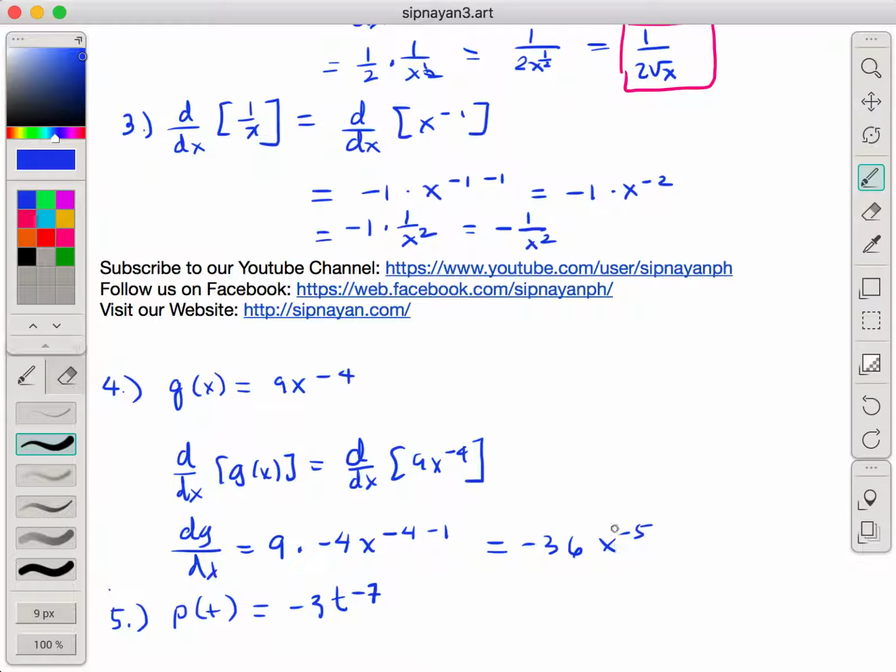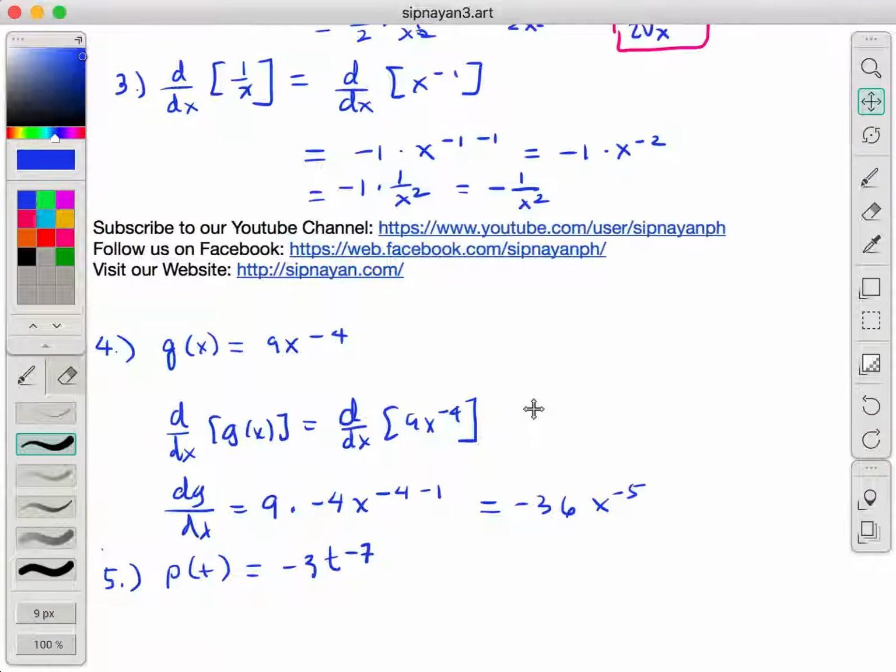So, you have to convert this, no, to positive exponent. Maging negative 36 over x to the 5th. Pero for me, I don't mind kung negative yung given ko at kung negative yung sagot na exponent. Wala akong problema. Okay lang sa akin yun. So, you talk to your teacher.